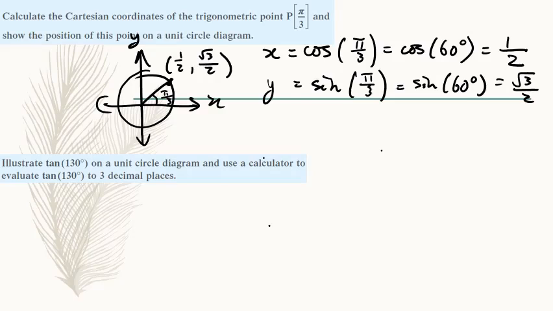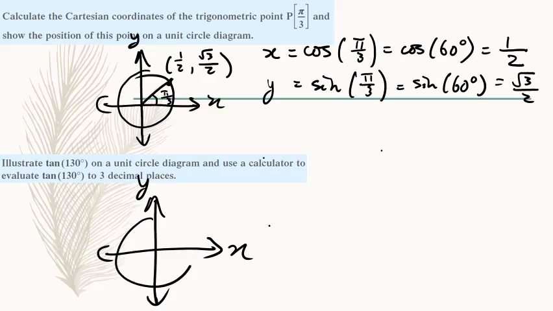Illustrate 130 degrees, and then, alright, I'm going to skip the calculator bit, but you can surely draw tan of 130 on there. What's tan of 130? What quadrant? 2. So then, yeah, I'm not entirely sure why it's telling you to use a calculator to work that out, but anyway. Okay, done.